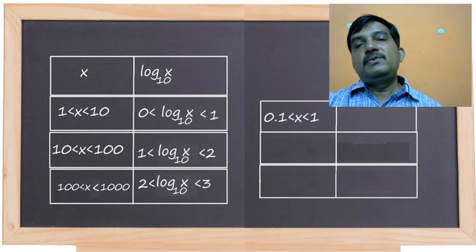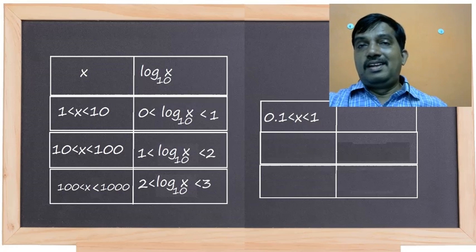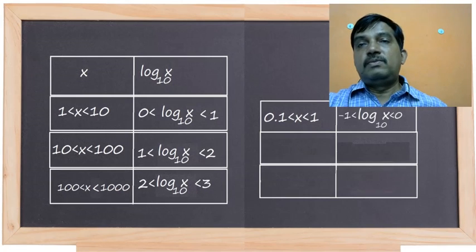And if x lies between 0.1 to 1, that is here x is less than 1. When x is less than 1, log 1 is 0. Definitely log x is negative when x is less than 1. And what is log of 0.1? Log of 0.1 is minus 1. And log 1 is 0. And therefore log x lies between minus 1 to 0.